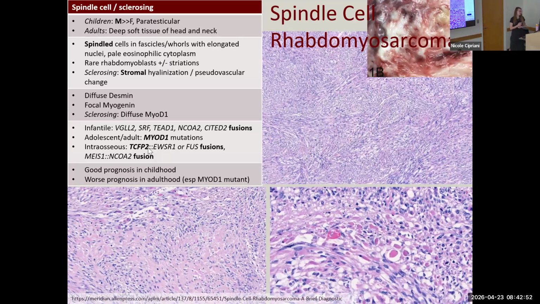These intraosseous spindle cell rhabdos of the head and neck, interestingly, have TFCP2 fusion. So now this is a new specific entity of TFCP2-rearranged rhabdo. If it has the MyoD1 mutation in adults, it's thought to have worse prognosis.